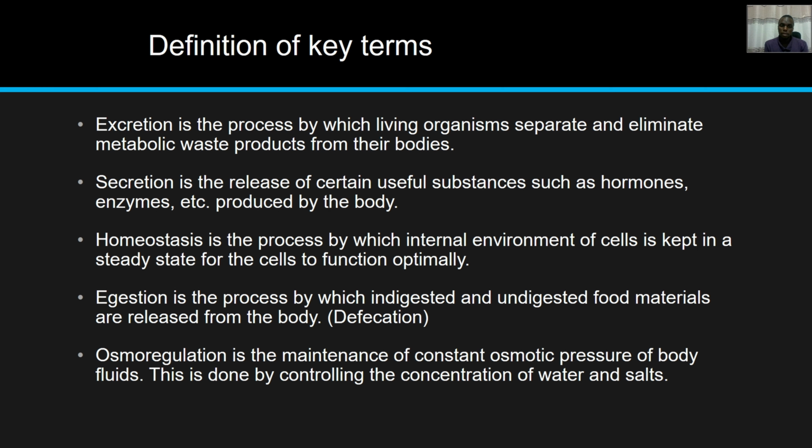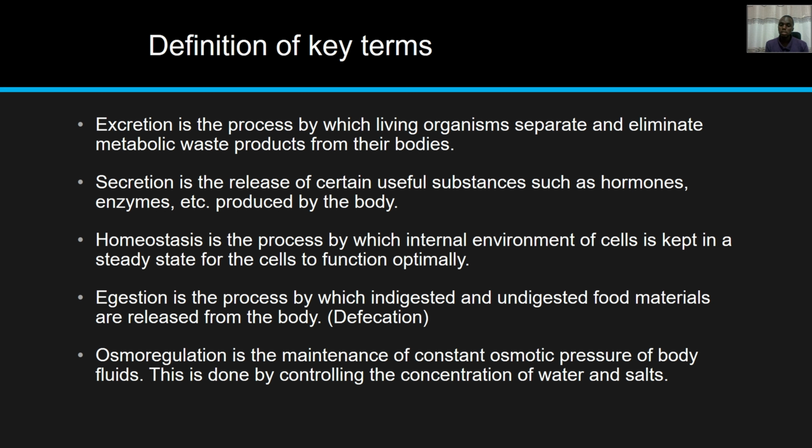We also have another term which is called secretion. This is the release of certain substances such as hormones, juices, enzymes from their granular cells, and they are meant to control given metabolic activities. For example, hormones can control growth, enzymes can control digestion. They catalyze the process by which digestion of certain substances takes place.